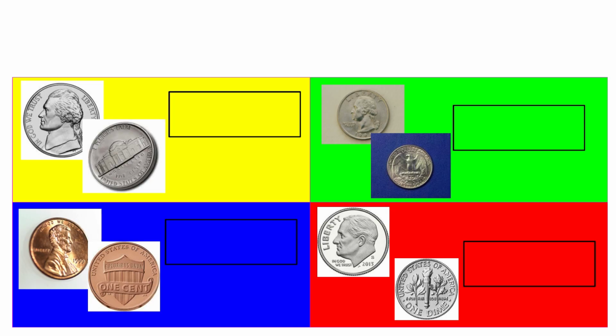Here we have some of our money. We're starting with the coins. Start with the yellow, which is a nickel, right? And it's worth 5 cents. We're moving on to the green. You have a quarter there, and it's worth 25 cents. Going to the blue, you have a penny, and it's worth 1 cent. And then the dime, which is worth 10 cents. Again, you can draw these, you can shade money, coins, and write the value and the name.